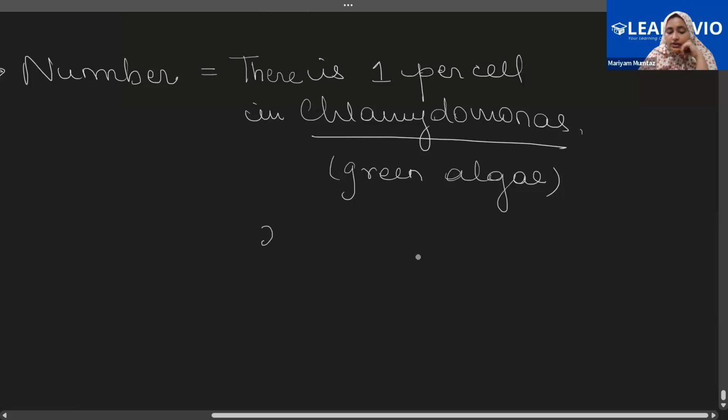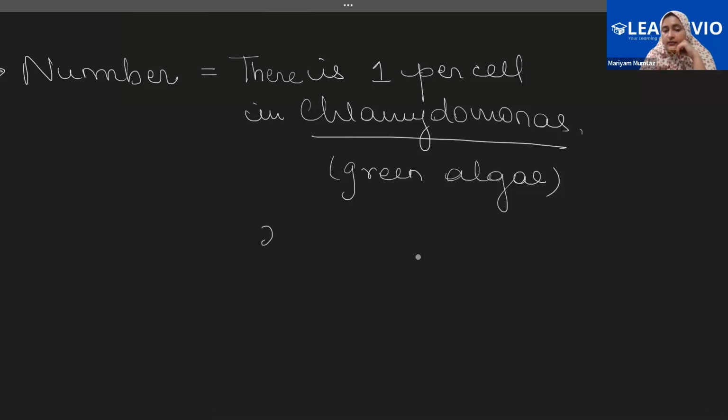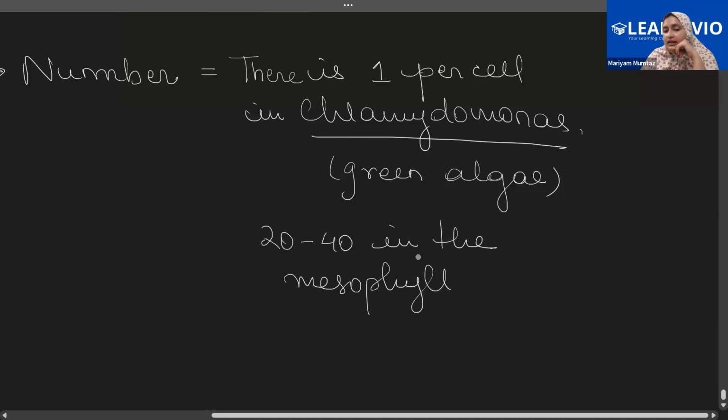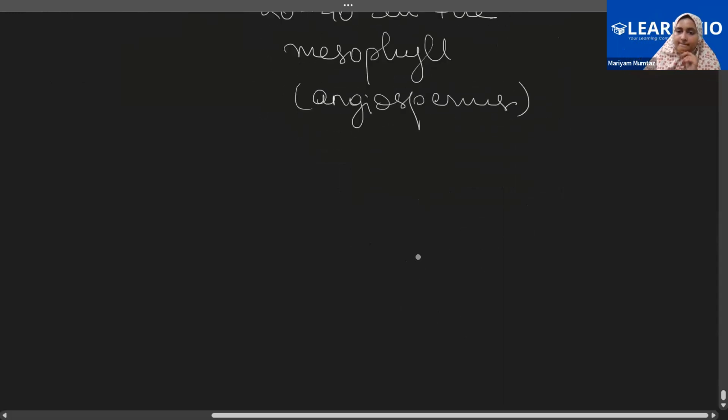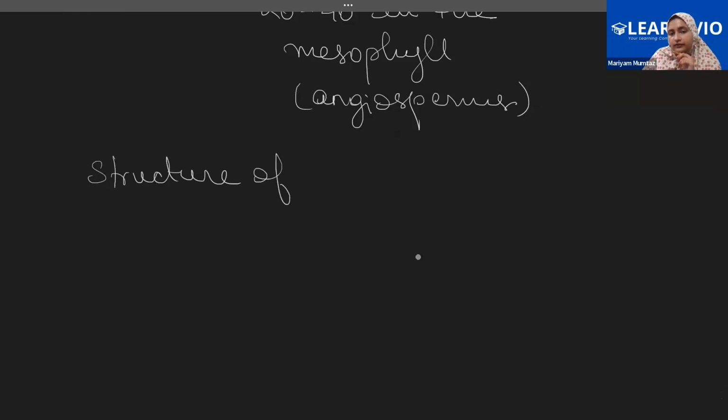And if we talk about the angiosperms, particularly in the mesophyll cells, there are 20 to 40 in the mesophyll cells. Clear? So the number varies. Mesophyll cells are present mostly in the angiosperms, meaning the higher plants, right? The flowering plants. So in them, the number of chloroplasts will naturally be much more. Any doubts up until now, students? No, ma'am. Okay. Now we'll talk about the structure of chloroplast.